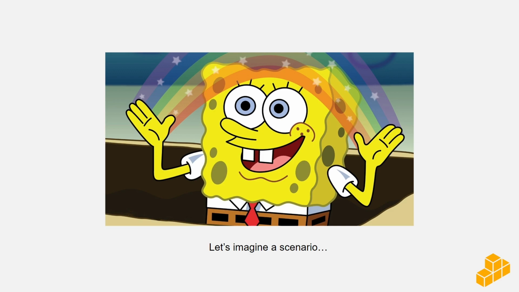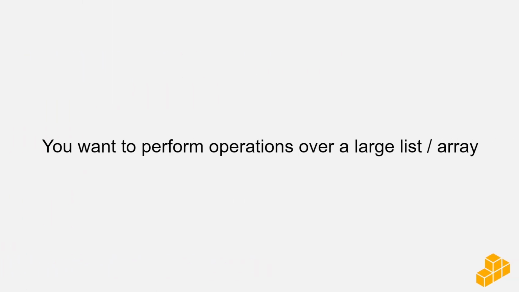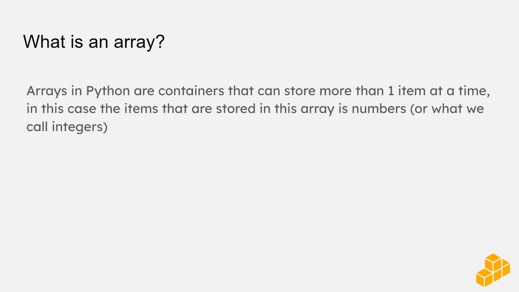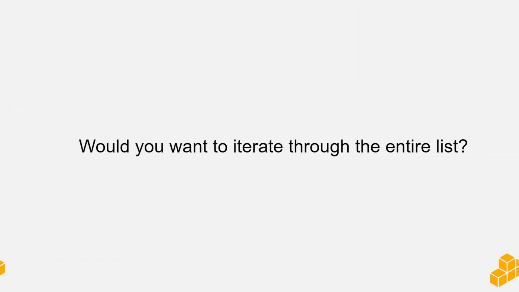Let's imagine a scenario where you want to perform operations over a large list or array. But before we get into that, a quick recap: what is an array or a list for that matter? Arrays in Python are essentially containers that can store more than one item at a time. In this case, we are storing integers in this array, but you can store many different data types in this array as well.